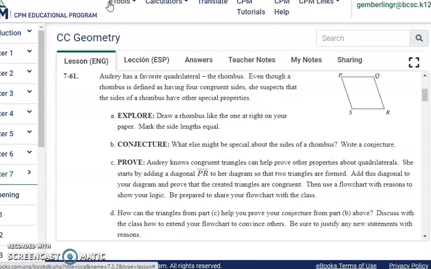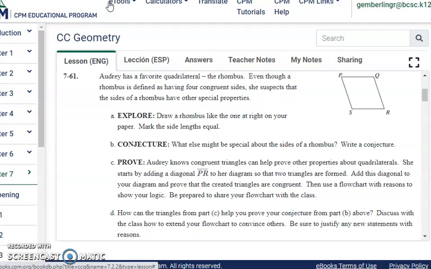So for the remainder of Chapter 7, we're going to spend a lot of time trying to prove things. In some cases, we're going to be proving things that we may already know to be true. But in proof, what we try to do is start with something that we know to be true, and then we try to extend that idea to something new.